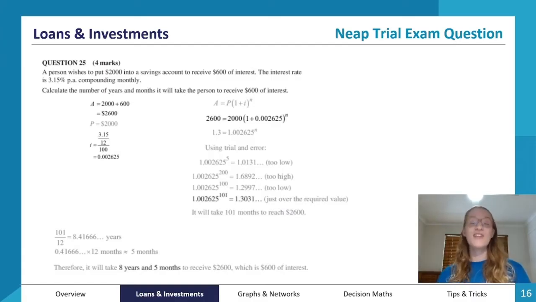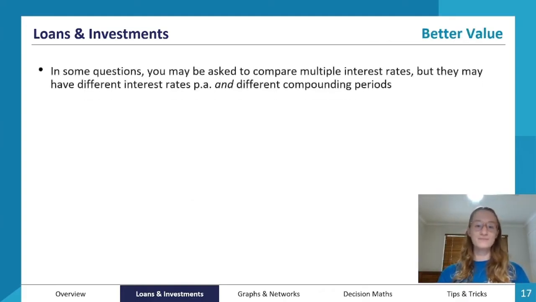It's important to note that we don't just need to use the compound interest formula for loans or investments where the amount is unknown. Like with any other formula, we can rearrange it and solve for other variables. So that's one question example there.